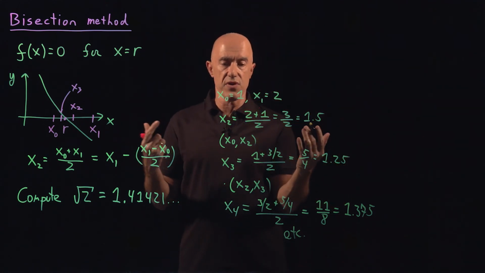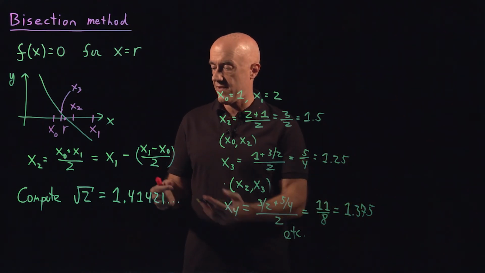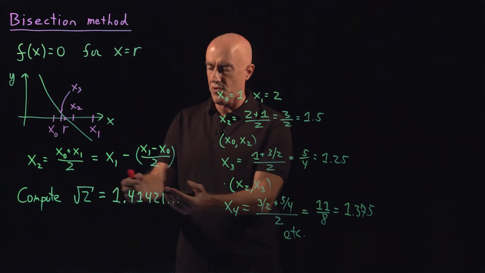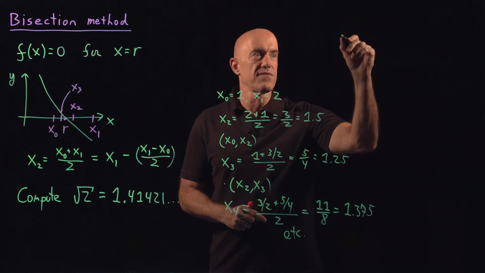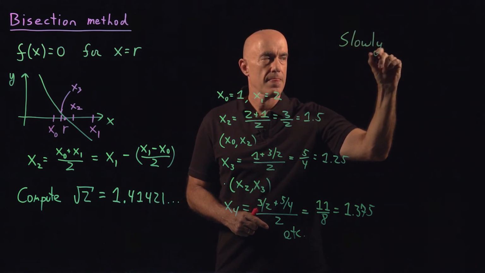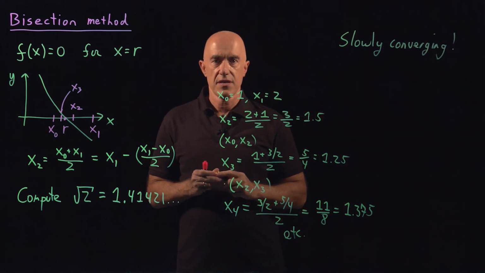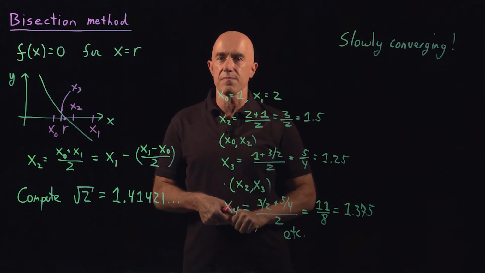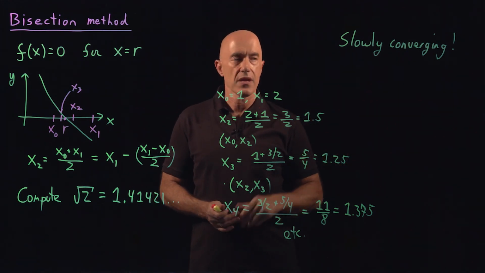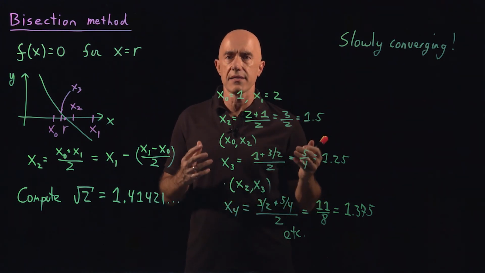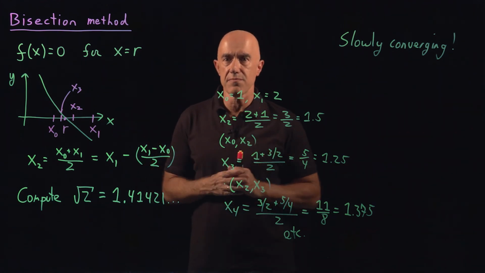So we had the sequence 1, 2, 1.5, 1.25, 1.375. We're trying to converge to the square root of 2, which is 1.414. And you see we're not getting there very fast. So this is a slowly converging method. That's the problem of the bisection method. If you're interested in speed, and some of the problems we'll solve will require speed, you would not want to use the bisection method. But it's a nice method to have in your toolbox because it always converges, right? Always converges.